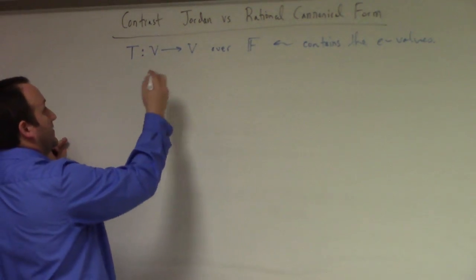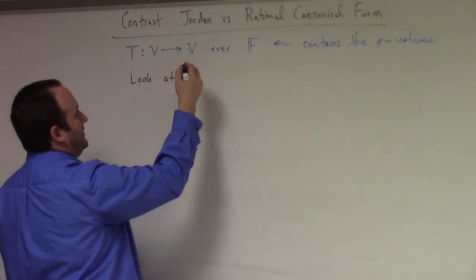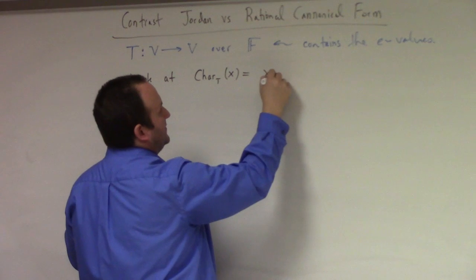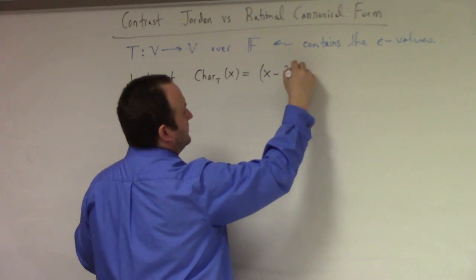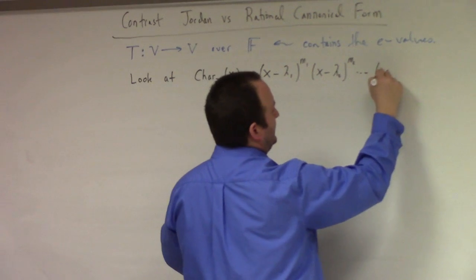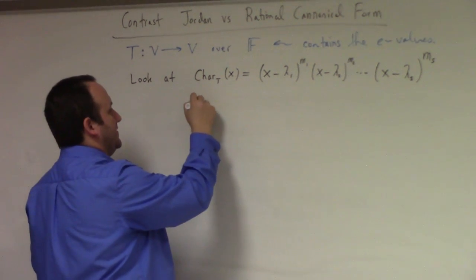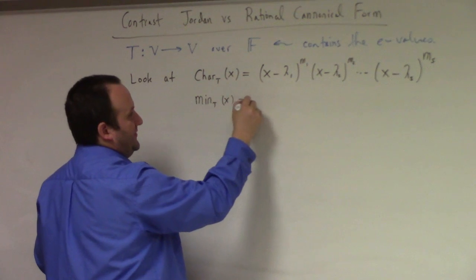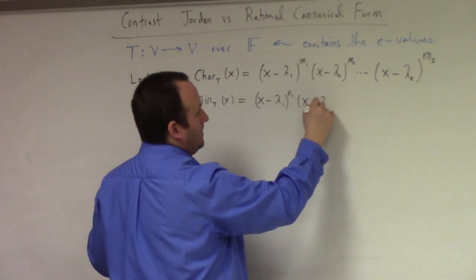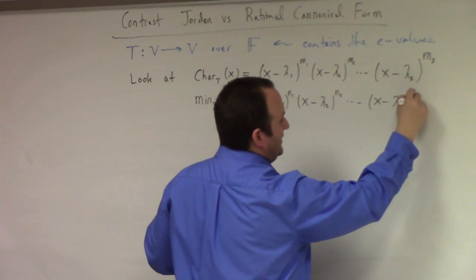So basically the story is this. The rational canonical form says, both of them really say, we look at the characteristic polynomial of T. That's going to be something like (x minus lambda 1) to the m1 power, (x minus lambda 2) to the m2 power, up to (x minus lambda s) to the ms power. And then we also sometimes think about the minimal polynomial of T, which has the same zeros but possibly different multiplicities. These are always on our mind as we're studying these things.